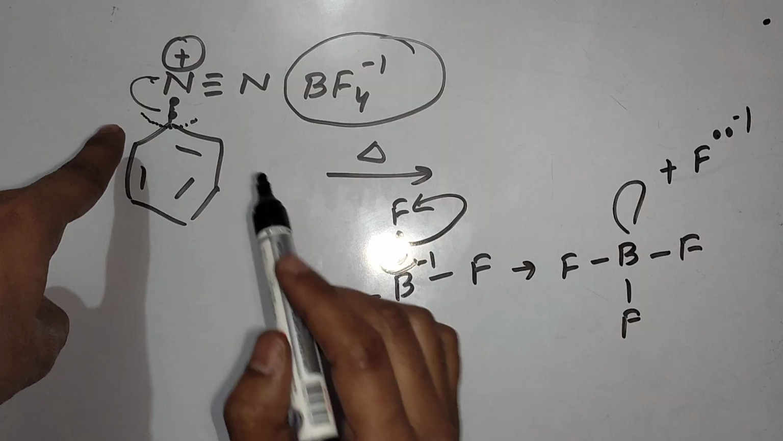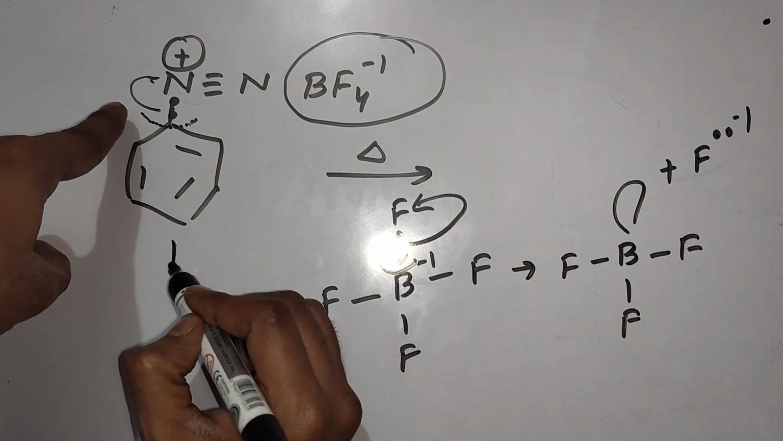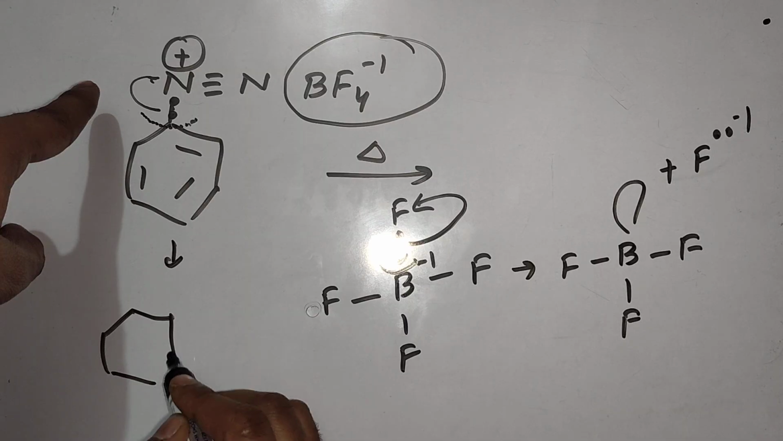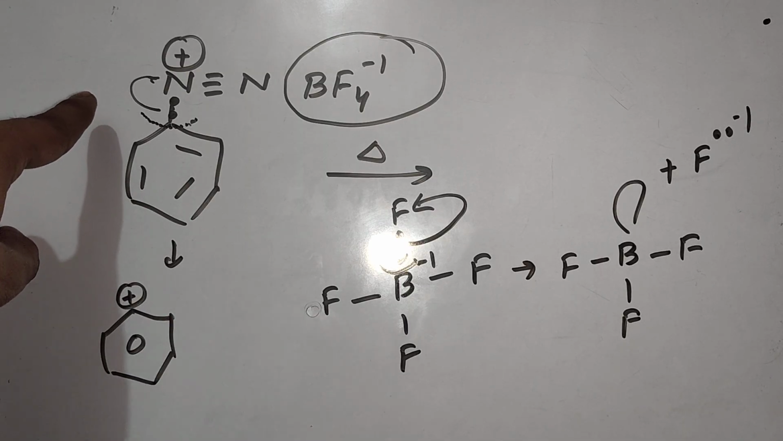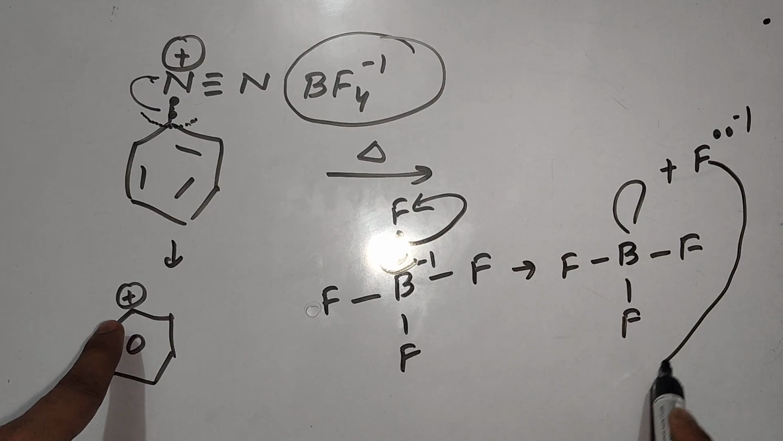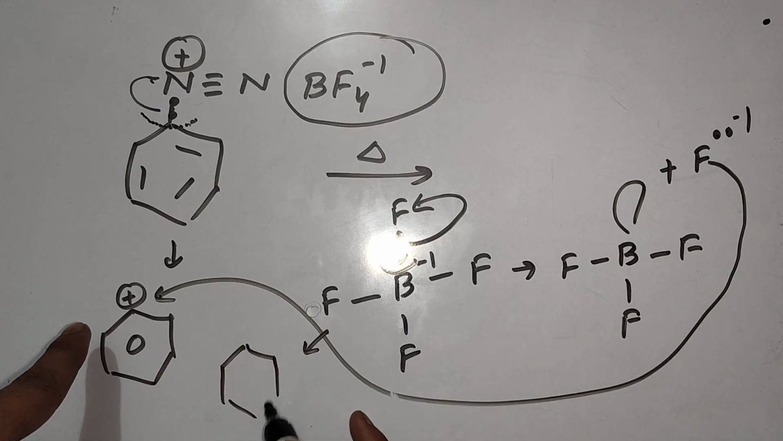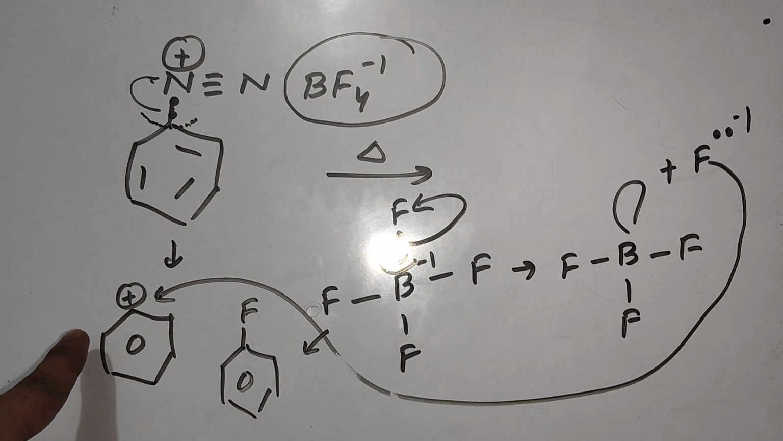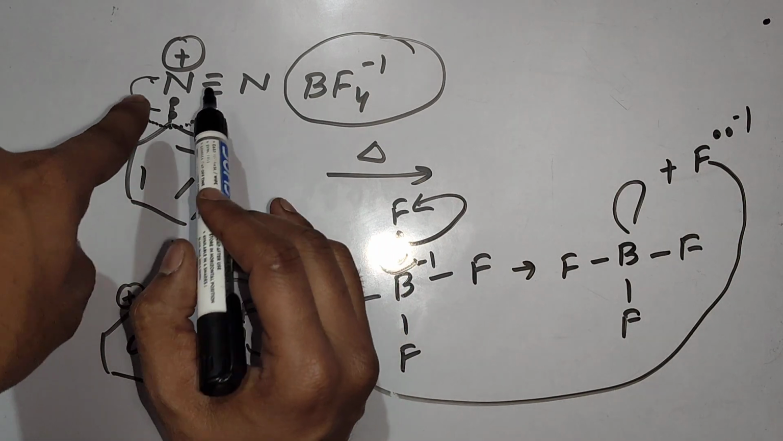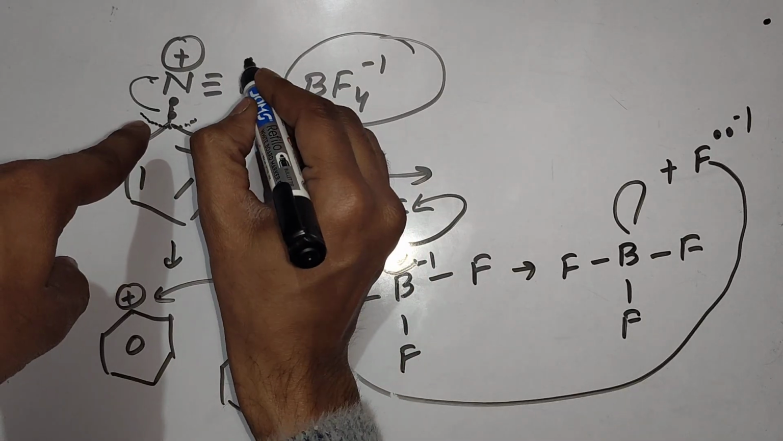So check. From here, nitrogen will break the bond from carbon and carbon will get a positive charge. This positively charged carbon will be attacked by this negatively charged fluoride. And what will generate? Fluorobenzene. What about this nitrogen? Nitrogen is gaining 1 electron already. This nitrogen has a lone pair.